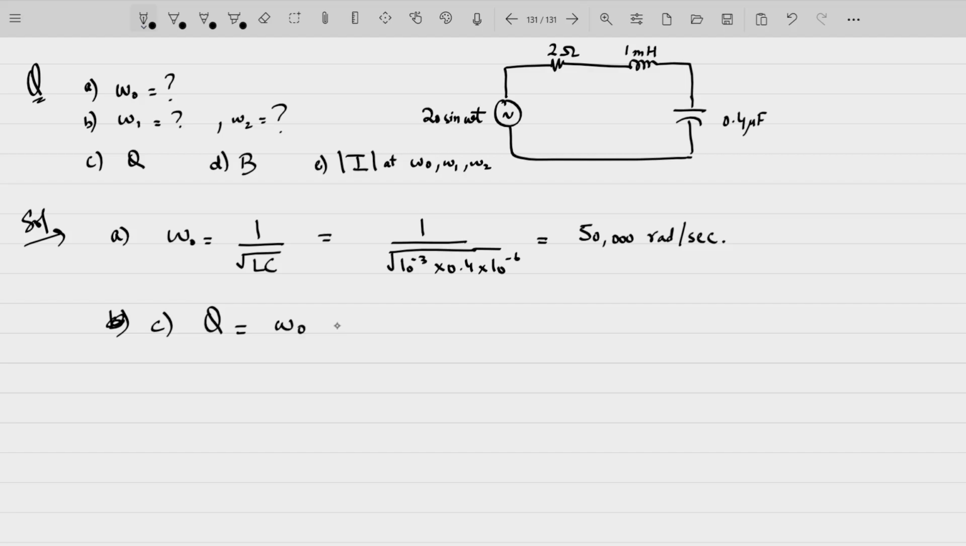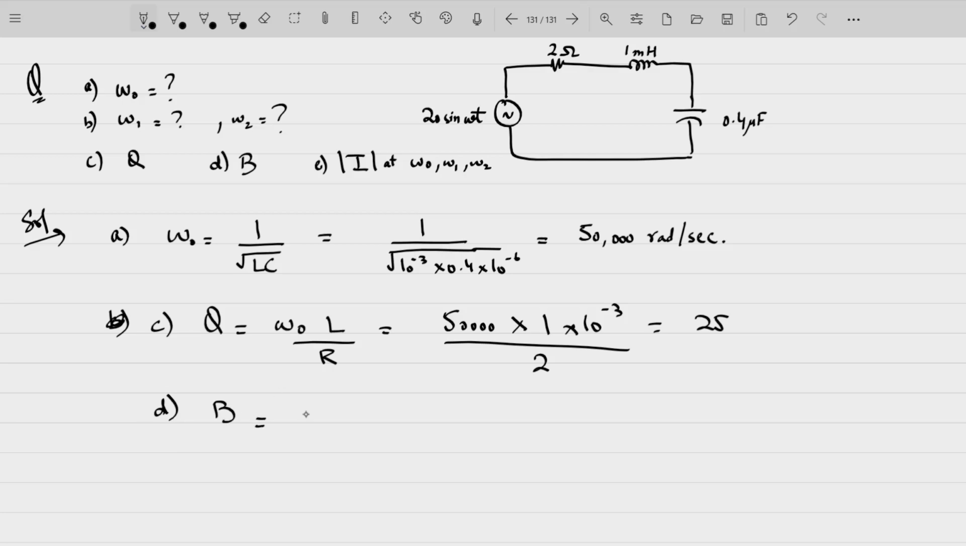The quality factor is given by omega naught L by R, or we can also say 1 by omega naught RC. This is 50,000 into L, that is 1 into 10 raised to the power minus 3, divided by R, that is 2. So this is 25. Fine. The bandwidth is given by omega naught by Q. That means 50,000 divided by 25, so that is 2000. So this is the bandwidth.